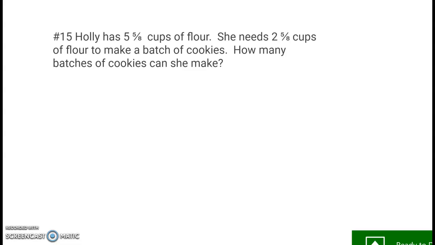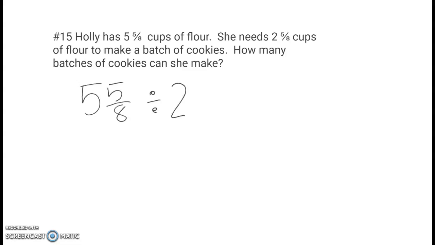Holly has 5 and 5/8 cups of flour, and she needs 2 and 5/8 cups of flour to make a batch of cookies. So how many batches of cookies could she make? So we're going to be dividing. I have 5 and 5/8 divided by 2 and 5/8.